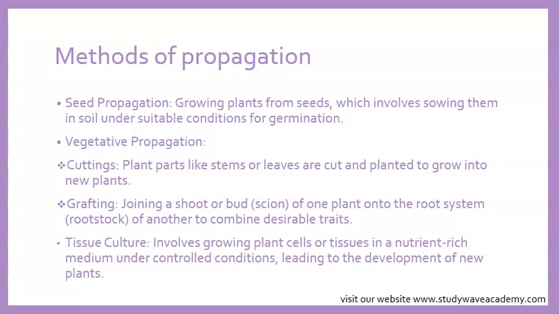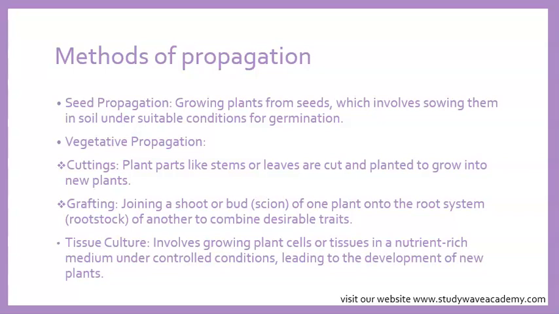And then grafting. Joining a shoot or bud of one plant onto the root system of another to combine desirable traits. Combining parts of different plants to create a new one. Joining parts of different plants to create a new one. So cuttings and grafting is under vegetative propagation. Do you understand?